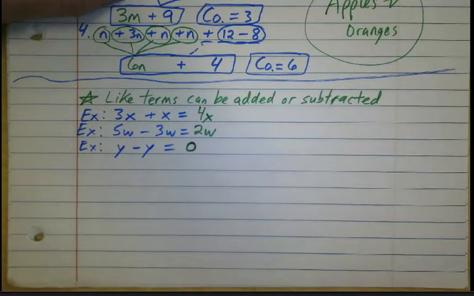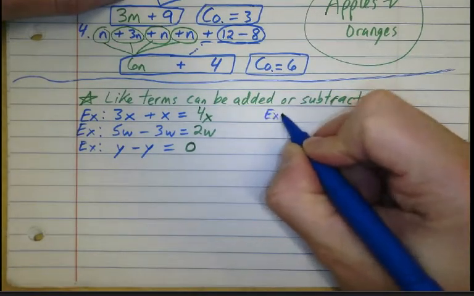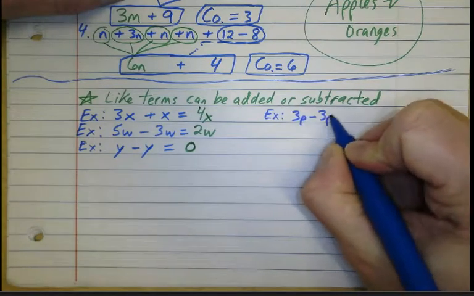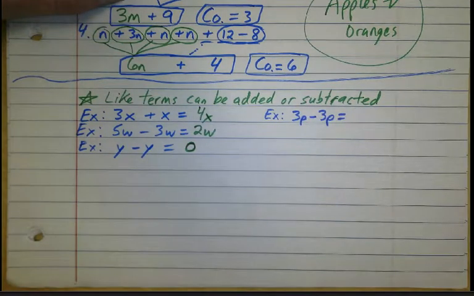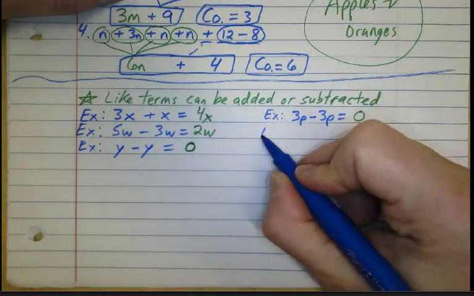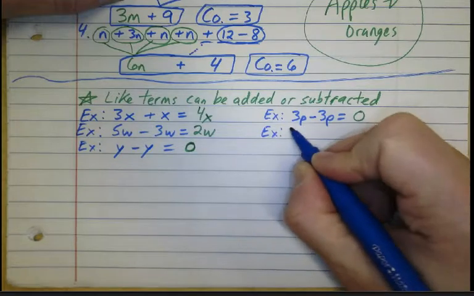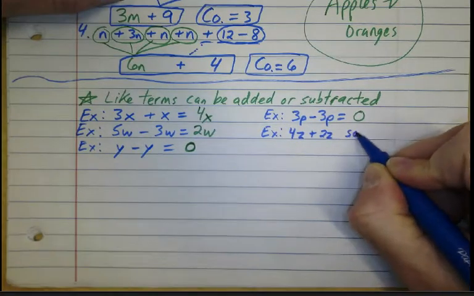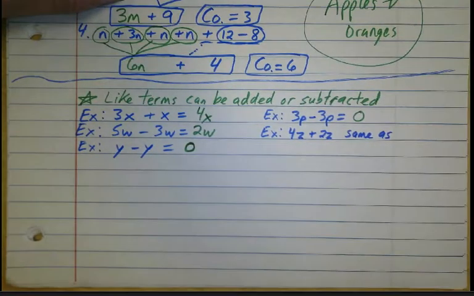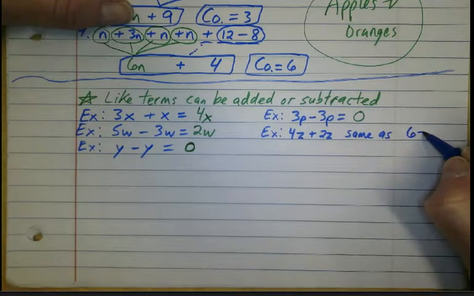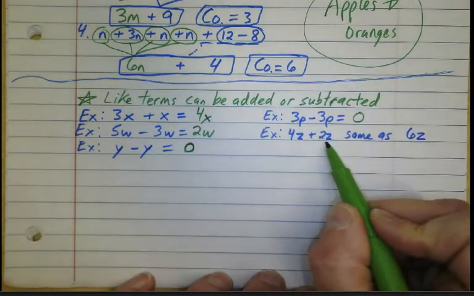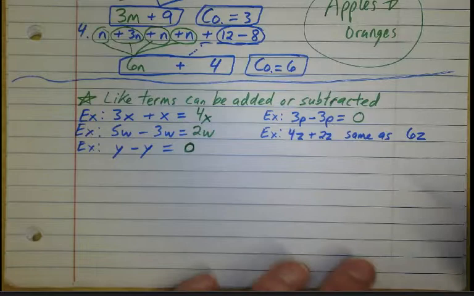Okay, I'm going to go over here and use these lines for some more examples. If I have 3p and I want you to subtract 3p, what am I left with? Again, that would be 0. You don't put 0p. If I give you this example, 4z plus 2z, is that the same as 6z? 4z and I add 2z, that would give me 6z. So yes, they are the same.